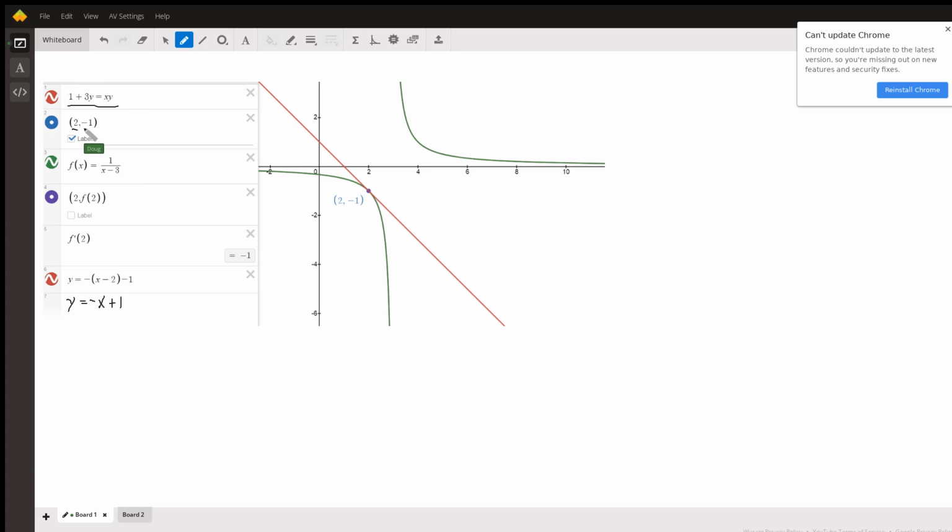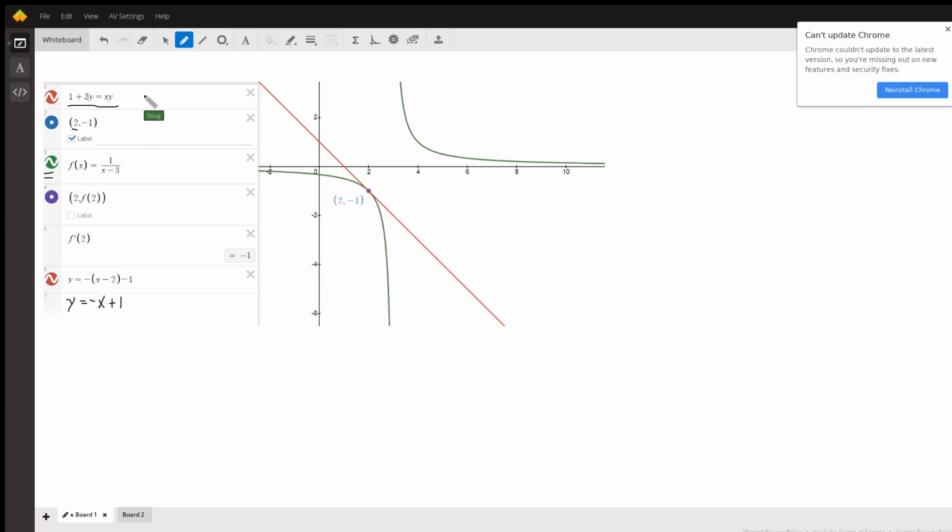And it looks like (2, -1) is on the curve. You can find that by putting 2 in for x and solving for y. You get negative 1. Here we kind of show that it's possible to do this problem with an explicit formula for y because it's easy to solve for y.